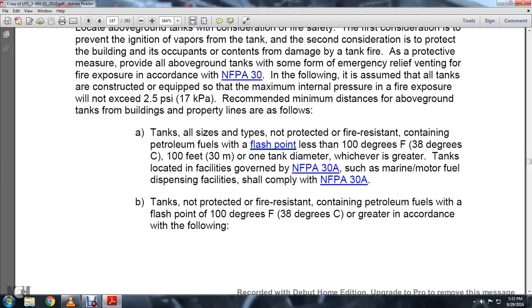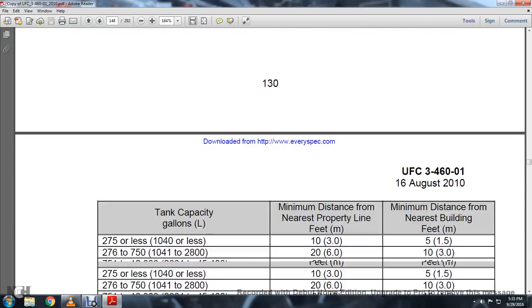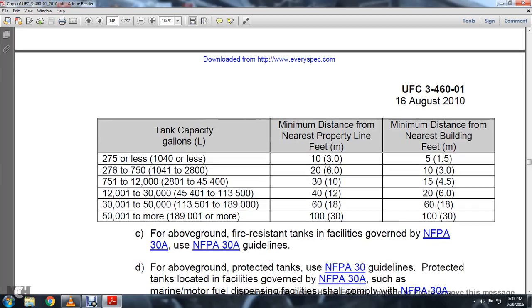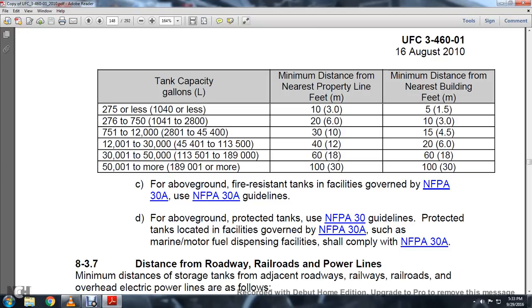Tanks not protected with fire resistant containment, containing petroleum fuels with a flash point of 100 degrees Fahrenheit or greater, are in accordance with the following. Tank capacity, minimum distance to nearest property line in feet, minimum distance to nearest building in feet: anywhere from 275 feet to 50,000 feet or more. For above ground fire resistant tanks, where the facility is governed by NFPA 30 and 30A, follow NFPA 30A guidelines. For above ground protected tanks, use the NFPA 30 guidelines. Protected tanks located in a facility governed by NFPA 30A, such as marine motor fuel dispensing facilities, should comply with NFPA 30A.